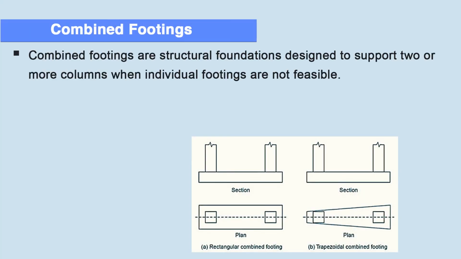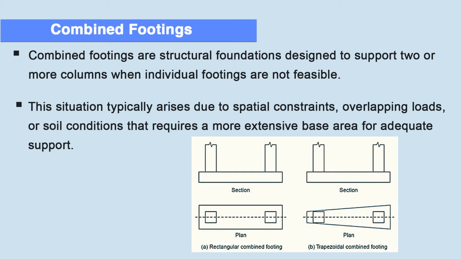Then the next is combined footing. Combined footings are structural foundations designed to support two or more columns when individual footings are not feasible. This situation typically arises due to spatial constraints, overlapping loads, or soil conditions that require a more extensive base area for adequate support. The main purpose of a combined footing is to distribute the loads from multiple columns onto a larger footing area, ensuring structural stability and preventing excessive settlement.